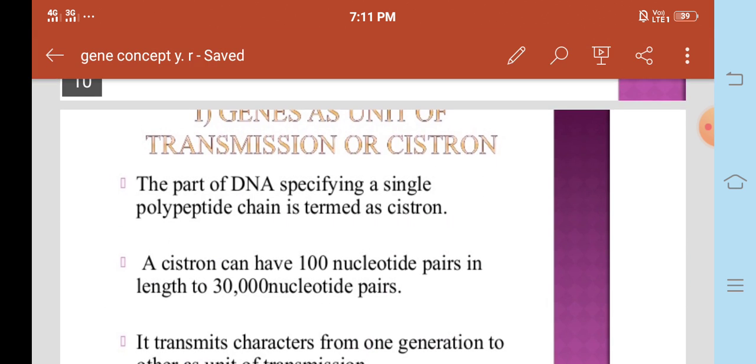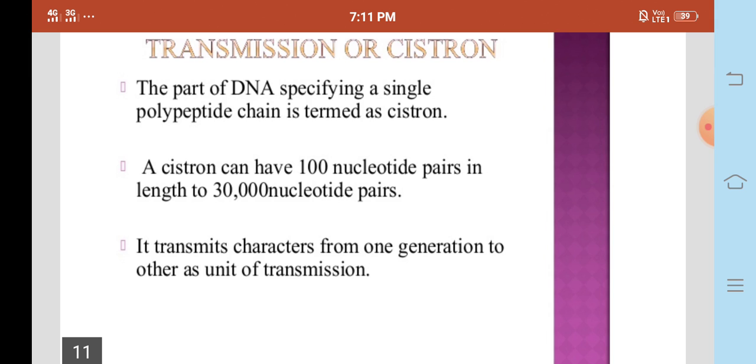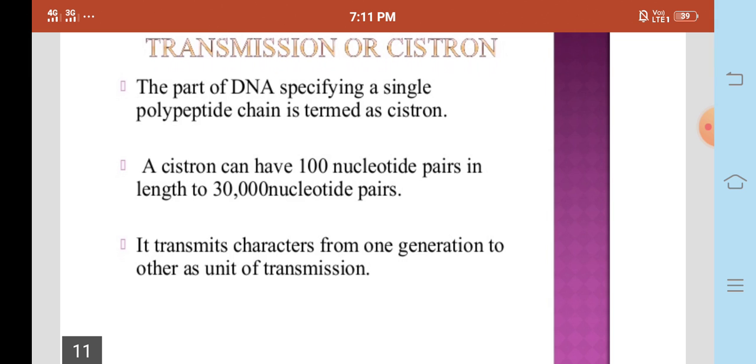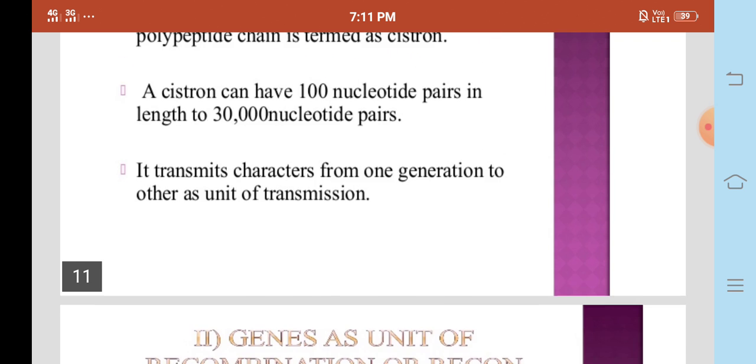Next, gene as a unit of transmission, or cistron. The part of DNA specifying a single polypeptide chain is termed a cistron. A cistron can range from 100 to 30,000 nucleotide pairs in length. It transmits characters from one generation to another as a unit of transmission. So this is called transmission of cistron.